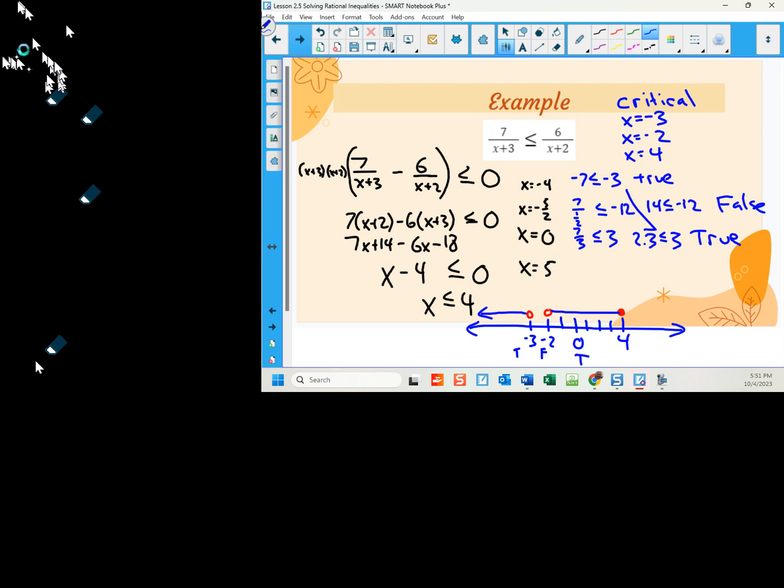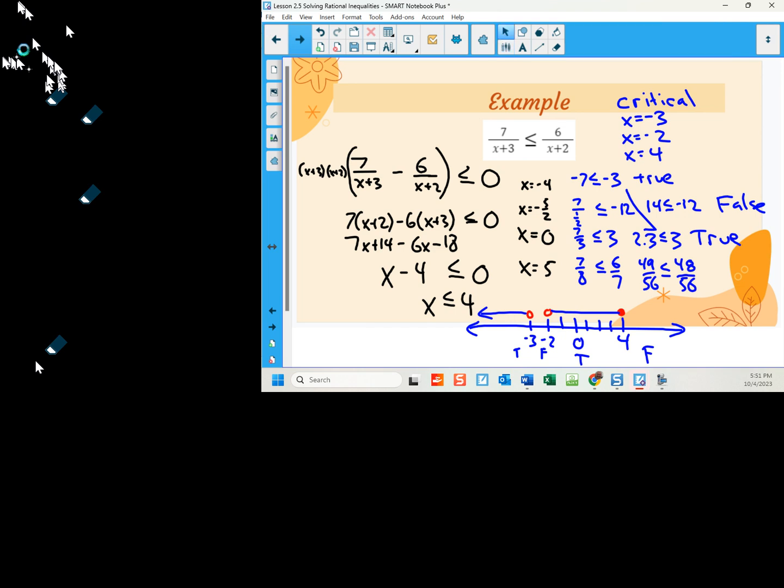Now when I plug in 5, I get 7/8 is less than or equal to 6/7. I'm going to multiply the top and the bottom by 7 on the first fraction, 49/56, compared to multiplying by 8, you get 48/56. 49/56 is not less than 48/56, so this is false over here. So I'm talking about those two intervals.